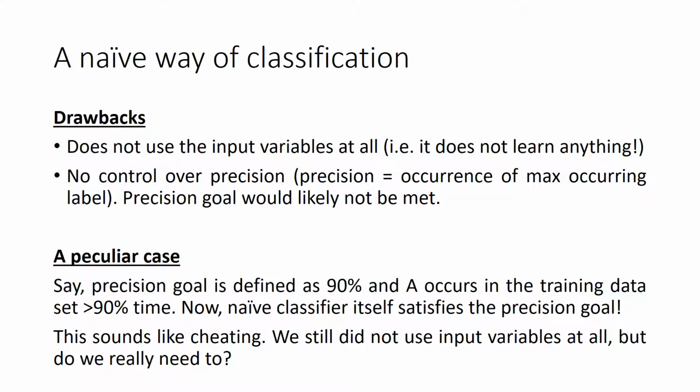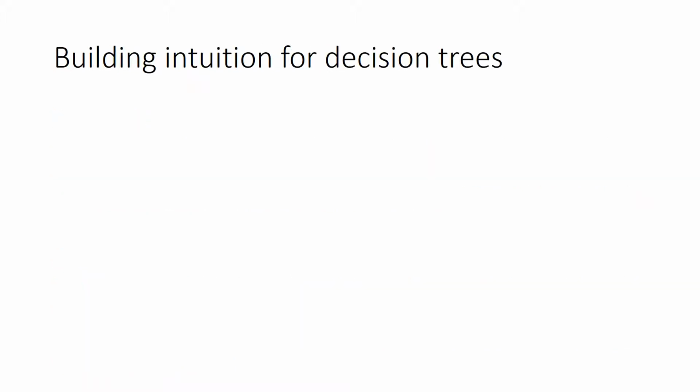So that's what it is, right? I'm basically achieving my precision goal, although I didn't do much, right? Now, of course, we don't do that, but this hopefully has helped you build some early intuition behind what we are going to do in decision trees.